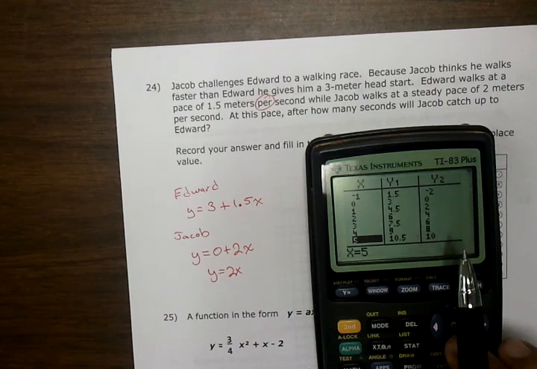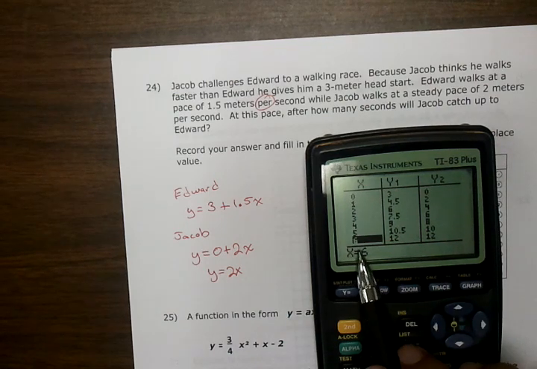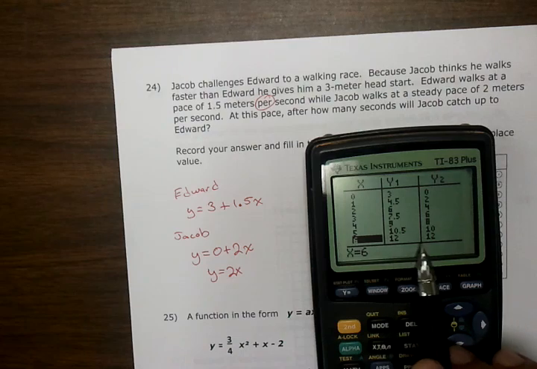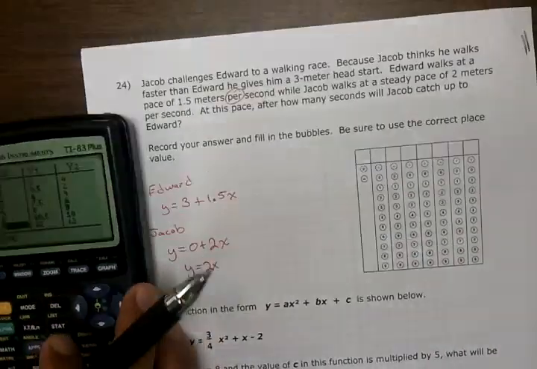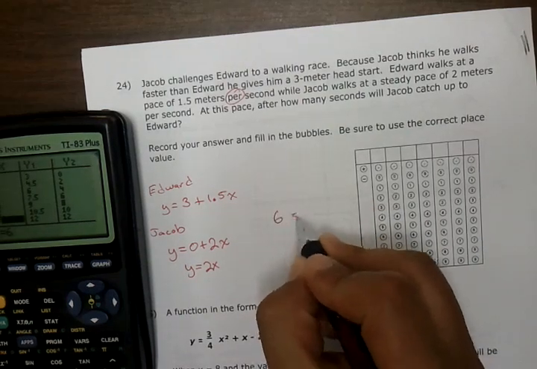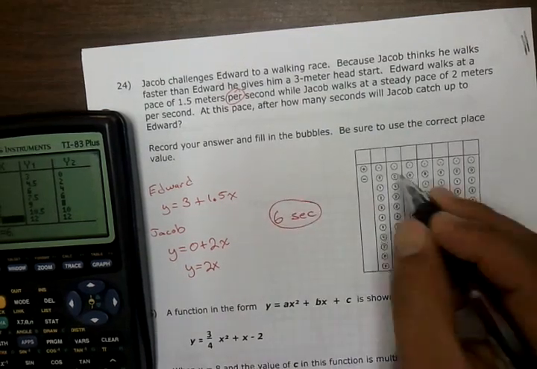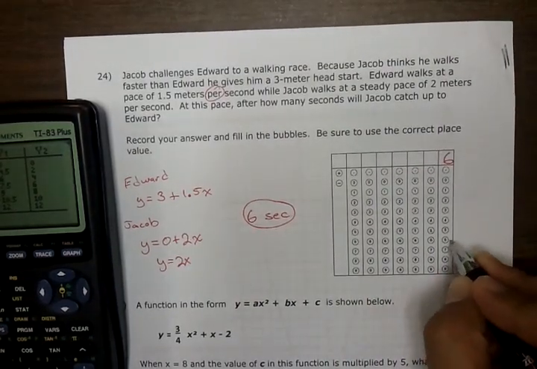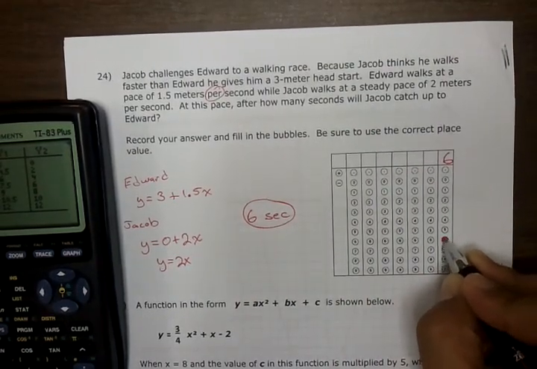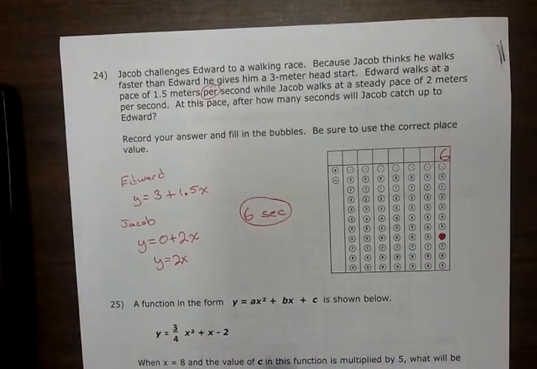And he catches up at 6. See how it says 12, 12? That's where he catches up. So after x is 6 seconds. So it takes 6 seconds to catch him. And when you write this in, all you got to do is put in 6. Don't need to place a positive unless you want to. It's assumed to be positive. And you fill in the 6.